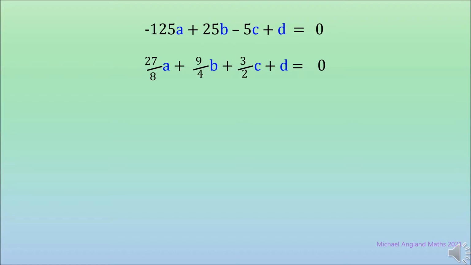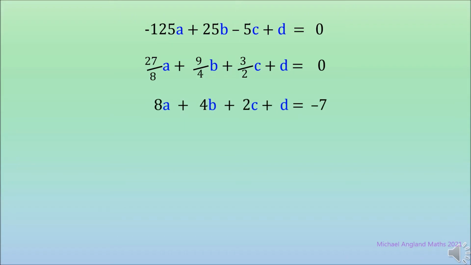From our previous slide, we got a value for a, minus 14 on 49, which by the way simplifies to minus 2 over 7. So let's extract the equations that we came up with. The first one was minus 125a plus 25b minus 5c plus d is equal to 0. Second equation, which was for the root of 3 on 2, we have 27 on 8a plus 9 on 4b plus 3 on 2c plus d equals 0.